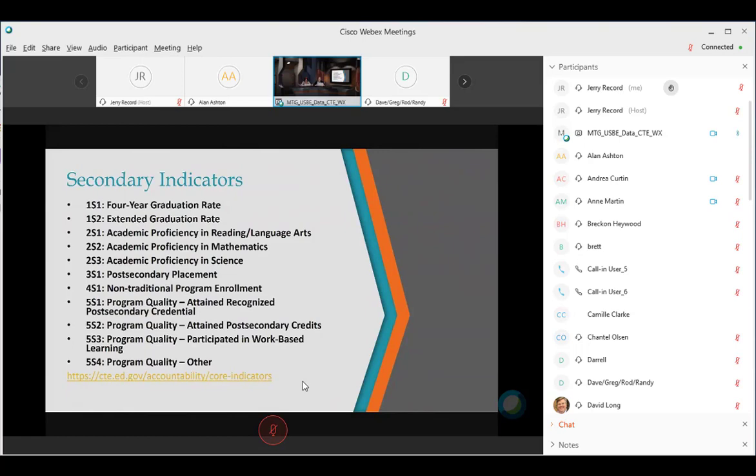I don't have this all figured out, but I do believe that we will be able to pick one of them as our 5S1 program quality indicator, and then we could potentially use another one of them as our other. We wouldn't necessarily have to come up with something completely new. We could pick two of them and potentially use one of them as our other.